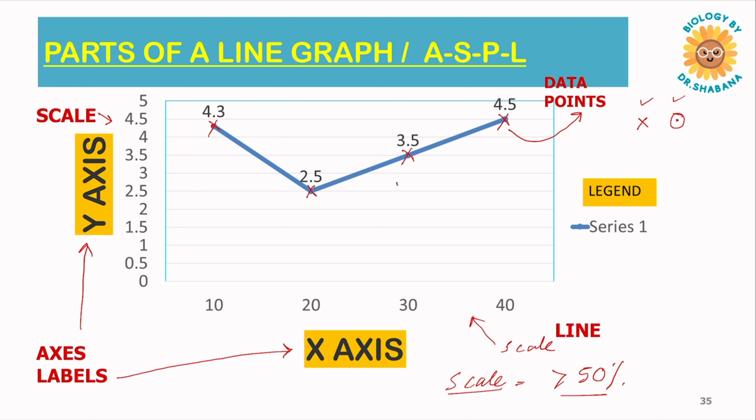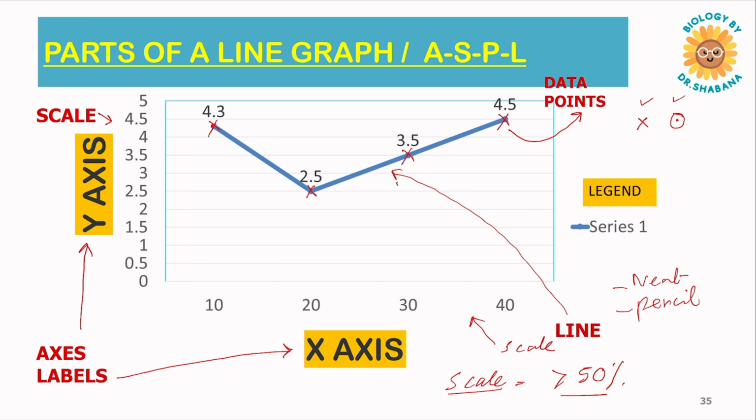Then comes the line. After the data points, you have to join the line, and this is the line. You can use a ruler, or you can draw freehand, joining all the points. Don't worry about that. In biology, not much specifics are given, but still you can just join the graph. Try to be as neat as you can in your graph. And again, please use a pencil for everything that is done on the grid: the labeling, the data points, the scale, and the joining of the line. For all the ASPLs, remember, please use a pencil and be as neat as you can. Don't mess up your graphs.